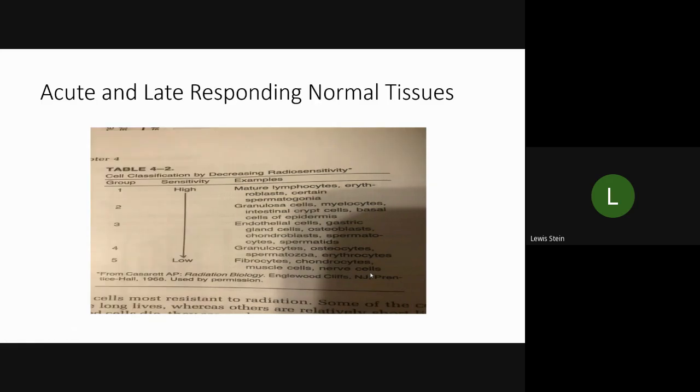And for some reason, and this is when we begin to get later responding cells, that's interesting. So again, cells classified by decreasing radiosensitivity. Again, the mature lymphocytes, the erythroblasts, spermatogonia, a little bit less granulosa, intestinal crypts, then endothelial lining cells, glands, same kind of stuff we saw before, sort of the reverse. And then we begin to get lower and lower. Once they're in that stage, they have pretty well become mature cells. And then these are non-replicating at all.